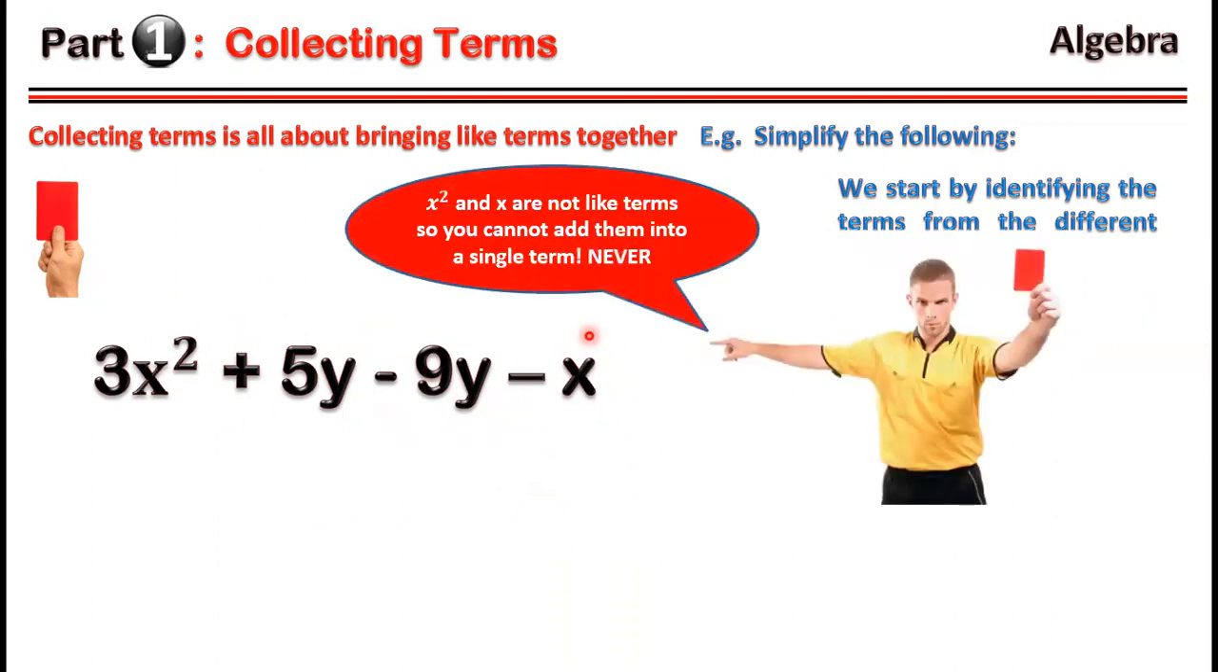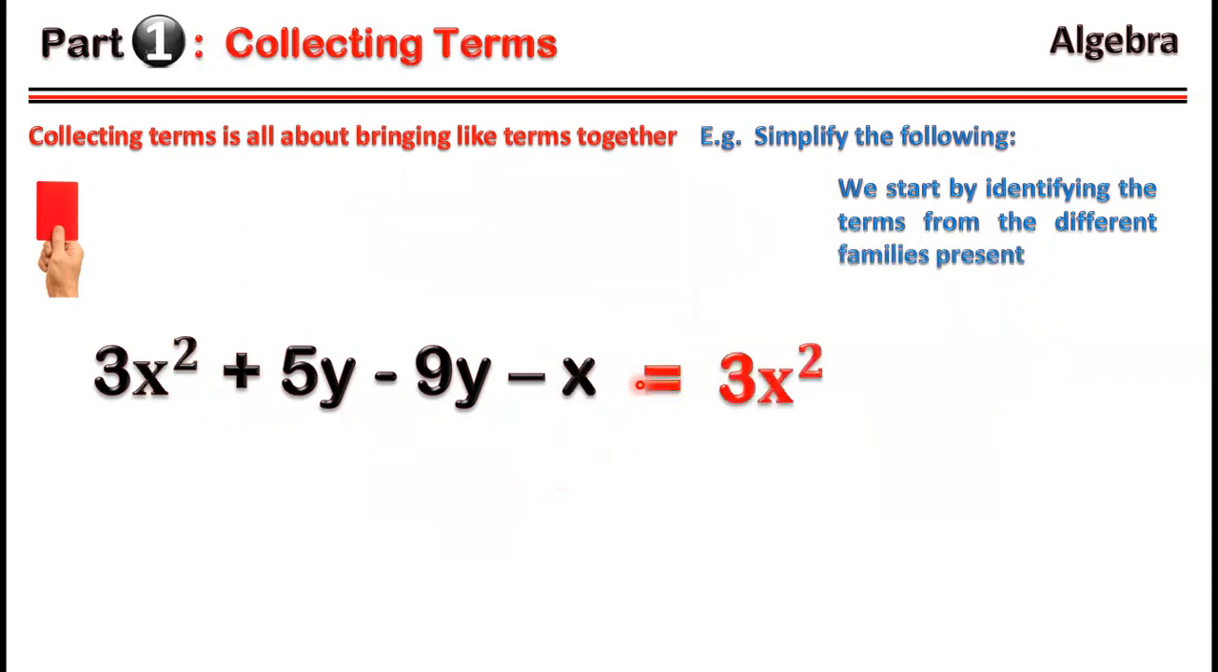So x squared and x, hold your ear, this is where we want to emphasize. x squared and x are not like terms, so you cannot add them into a single term. You can never do that. Because many people will come and say 3x squared minus x will give us 2x squared. No. Though you have x as a variable, x squared now becomes a different, new variable. So you can never add x squared to x. Good. So that's why the referee has given you a red card.